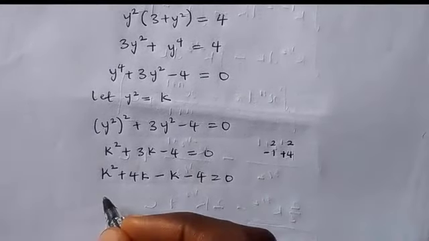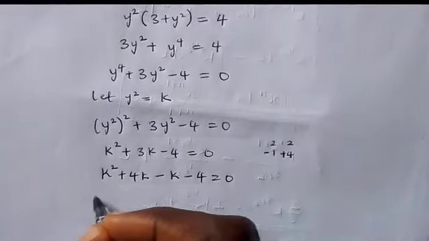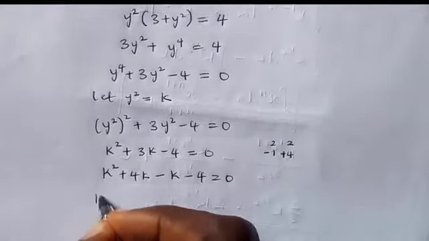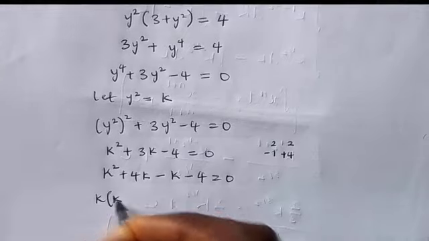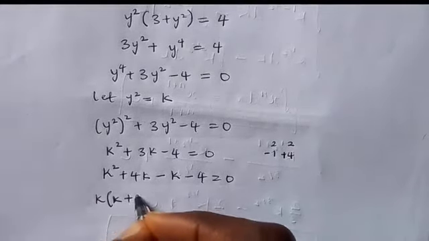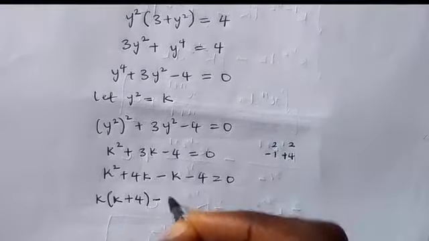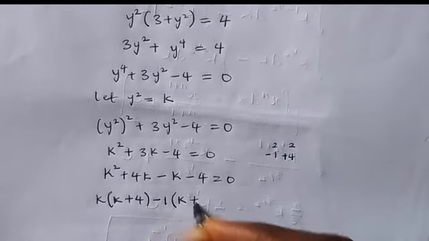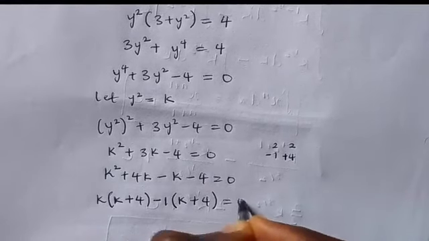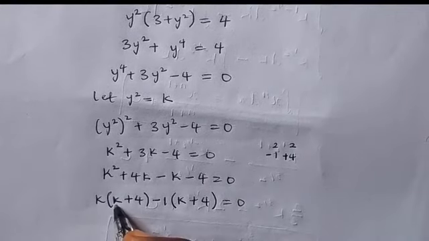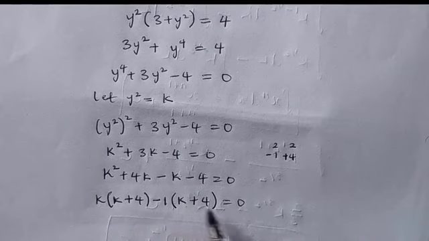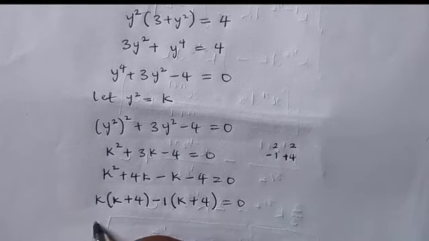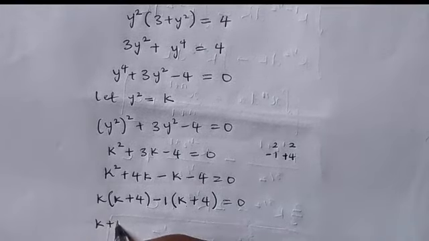Then let's factorize out k from this one. That will be k into (k + 4). Then let me factorize minus 1 out of this one. That will be k + 4 equals 0. Therefore, we have k + 4 here, k + 4 here. That will be (k + 4)(k − 1) = 0.